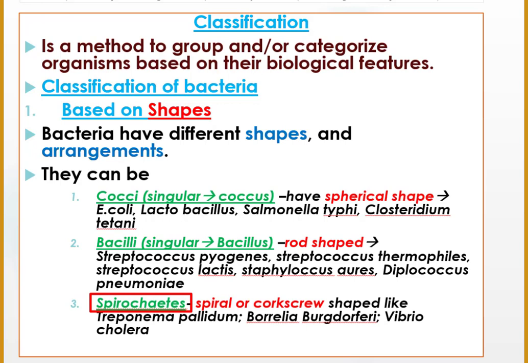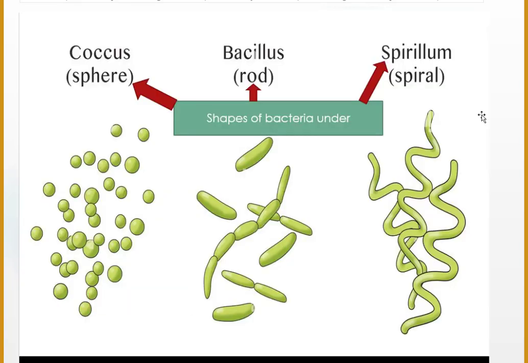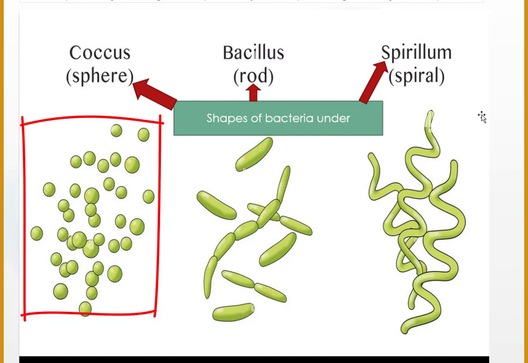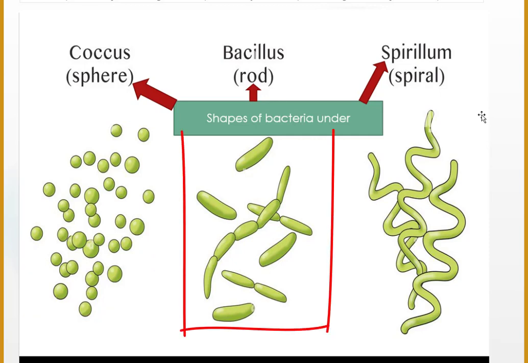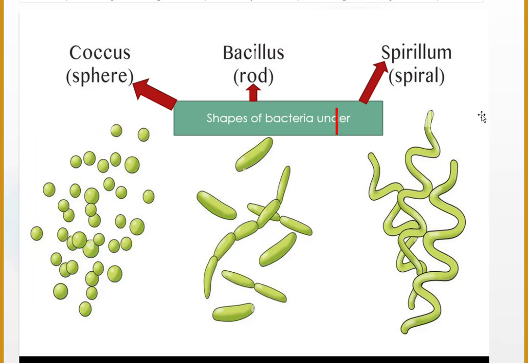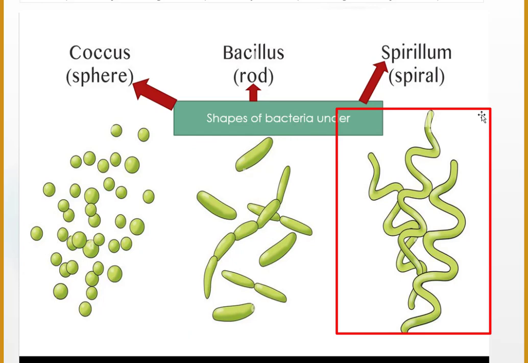Bacteria that belong under spirochetes exhibit spiral or corkscrew shapes like Treponema pallidum, Borrelia burgdorferi, and Vibrio cholera. Here are the diagrams of shapes of bacteria. The first group of bacteria exhibits spherical shapes. The second group exhibits rod shapes. The third group exhibits spiral or corkscrew shapes.